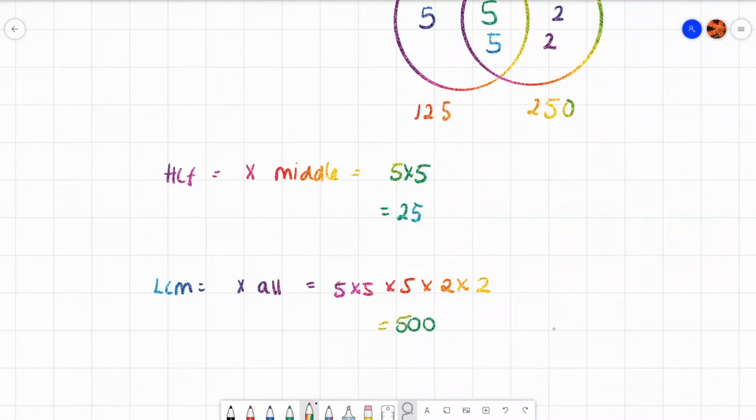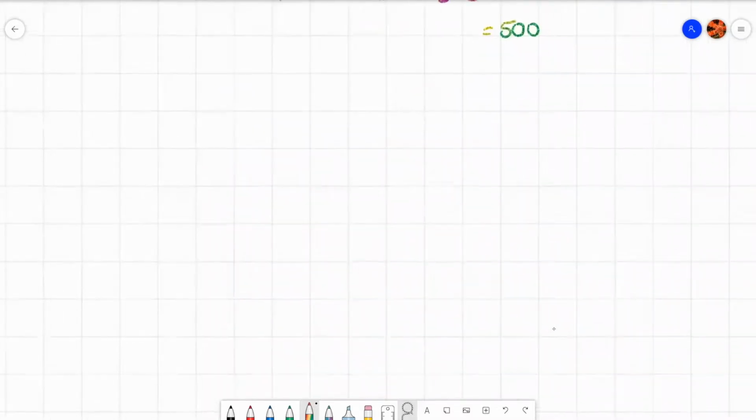Well, you might be thinking, what is highest common factor? That means the highest number that goes into 125 and 250 is 25. And the lowest number that's in the 125 times table and the 250 times table is 500. Let's have a look at another example, and then we do an example where we've got three numbers.